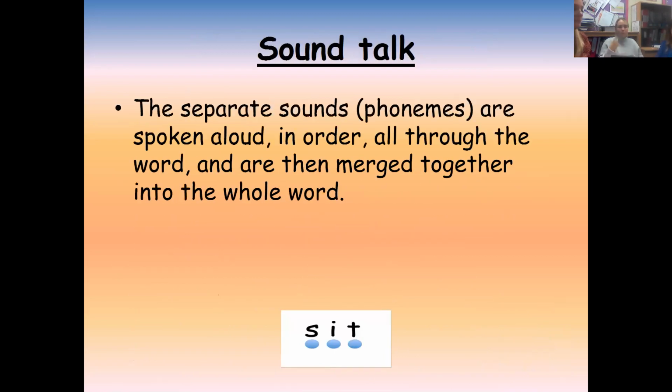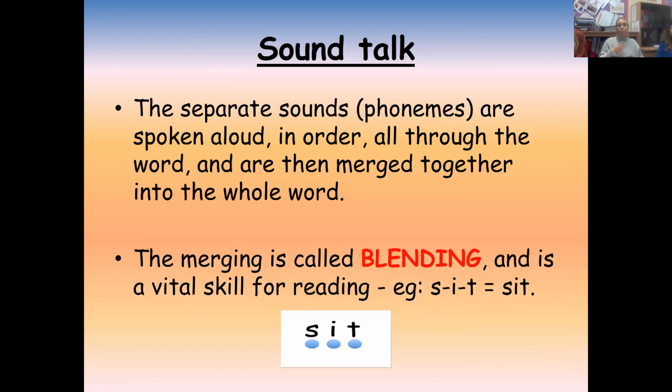Okay, so moving on to sound talk. The separate sounds, phonemes, as your children will know them, are spoken aloud in order all through the word and then are merged together into the whole word. If we look at the example at the bottom, the word sit, they will know to read the sounds in that order and blend them together to make the word sit. This merging is called blending. This is another word that your child will become familiar with. They will learn to blend the words, and it is a vital skill for reading.